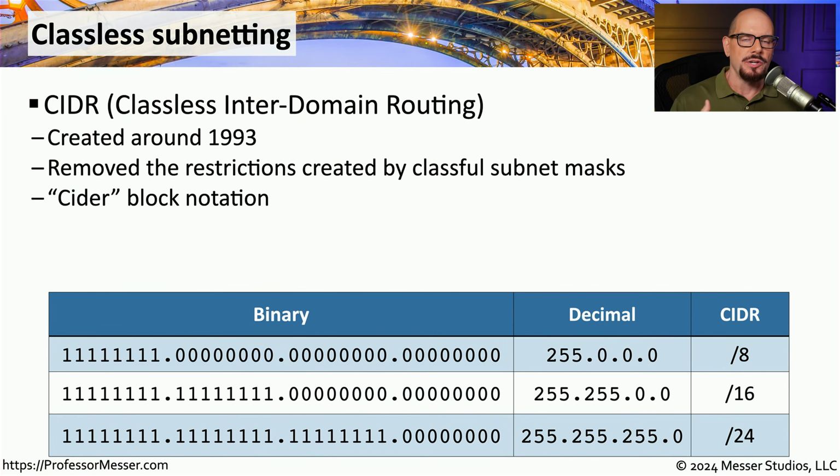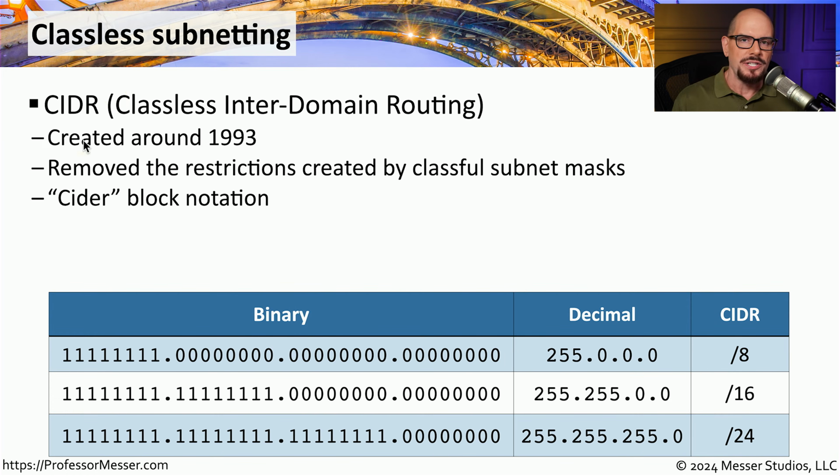In a previous video, we talked about class-based subnetting and how IP addresses could be assigned a Class A, Class B, or Class C address. But since 1993, we've not used class-based subnetting. Instead, we use classless subnetting. Sometimes you'll see this referred to as classless inter-domain routing, or CIDR.